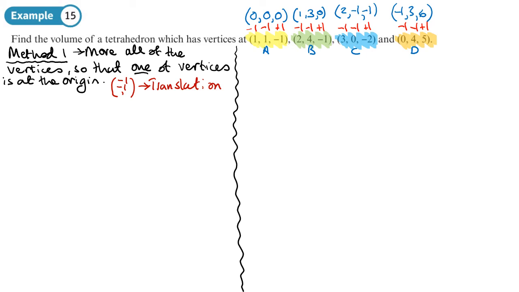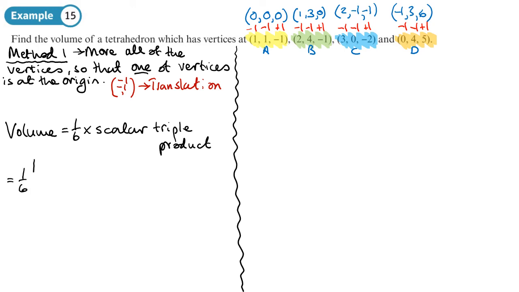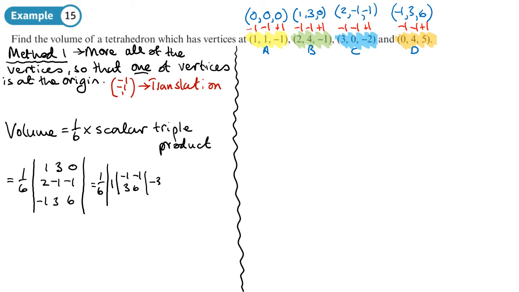Right, so the formula for the volume is going to be, what was it again, 1/6 times the scalar triple product of the three vectors. So that's just going to be 1/6, and then the scalar triple product is going to be the determinant of this. So 1, 3, 0, 2, -1, -1, -1, 3, 6. So that'll be 1/6 of 1, and then -1, -1, 3, 6, and then -3, 2, -1, -1, 6, and then +0, 2, -1, -1, 3.